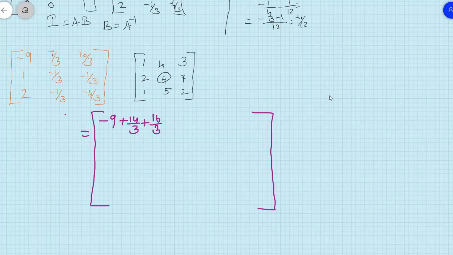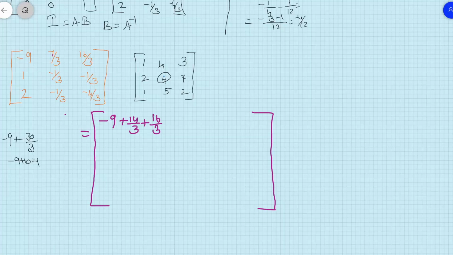So now to check whether this is correct, for every element we could check whether it is correct or not. So to do that, my first element is minus 9 plus 14 plus 16 by 3. That will be 30 by 3, that is 10. Minus 9 plus 10 is equal to 1. Yeah, that is correct, right? My first element should be 1.